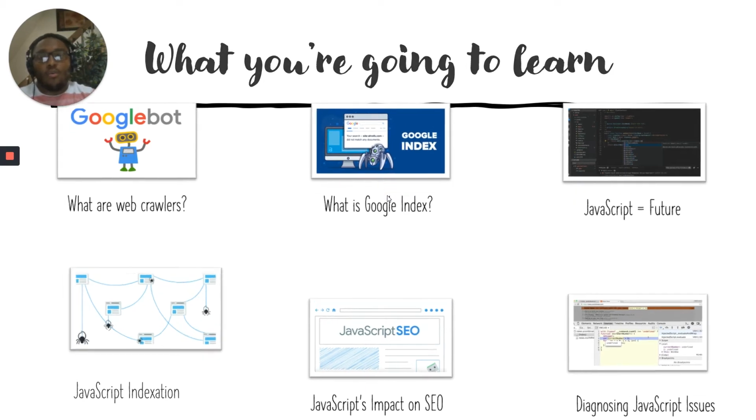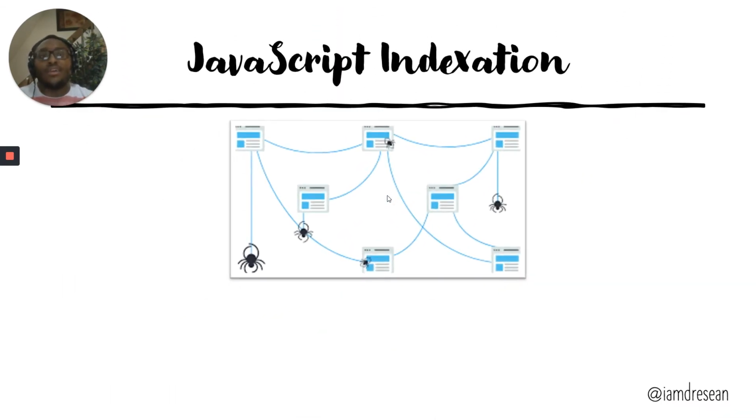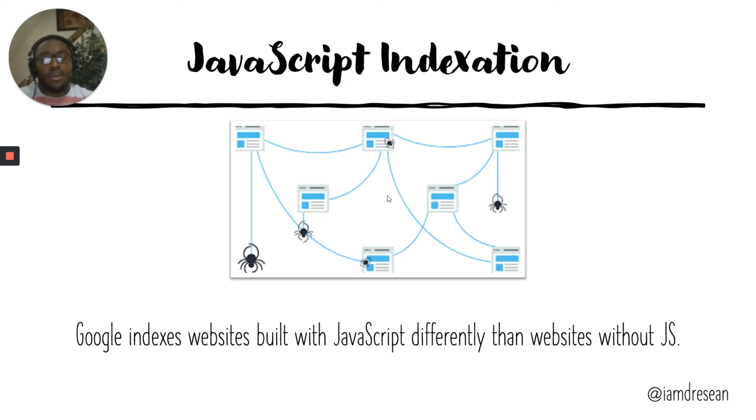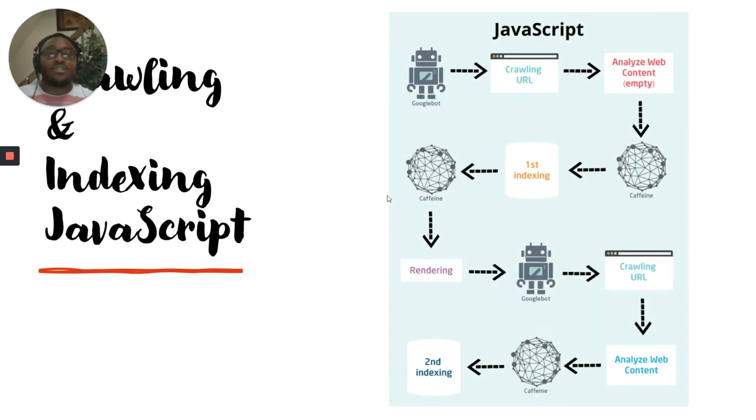So what is the indexation process, right? Google indexes websites built with JavaScript way differently than websites without JavaScript. Without JavaScript, it's very simple: they crawl, they analyze the content, and it's stored in the index, right? That's it. But with JavaScript, there are actually two waves of indexing. They crawl the web page, they try to find all that they can, and then they store that data in Caffeine. Caffeine is their indexing infrastructure.